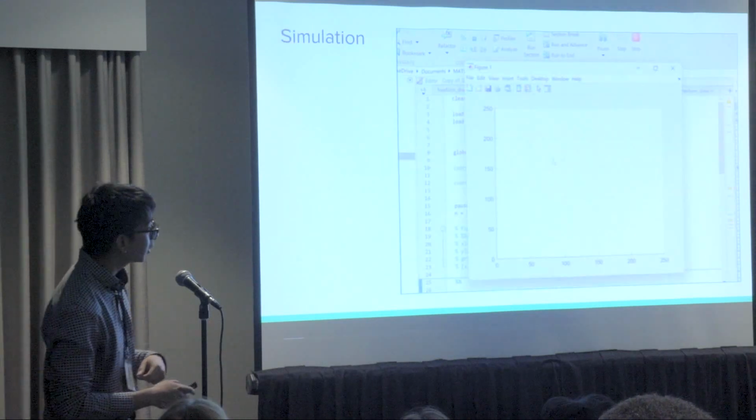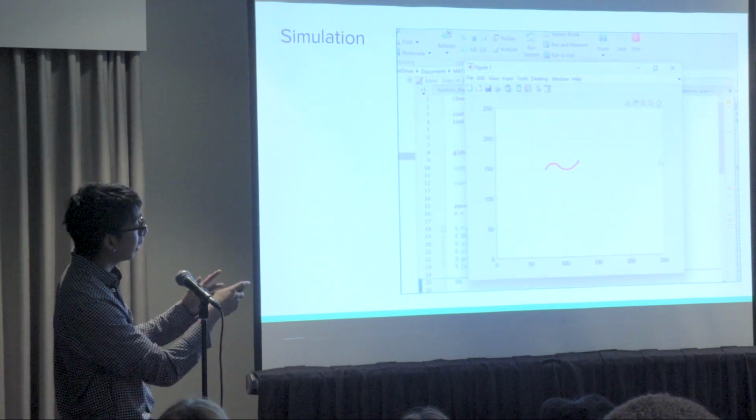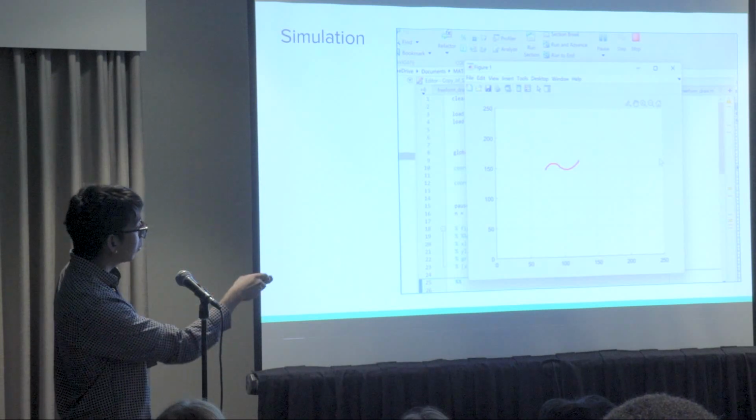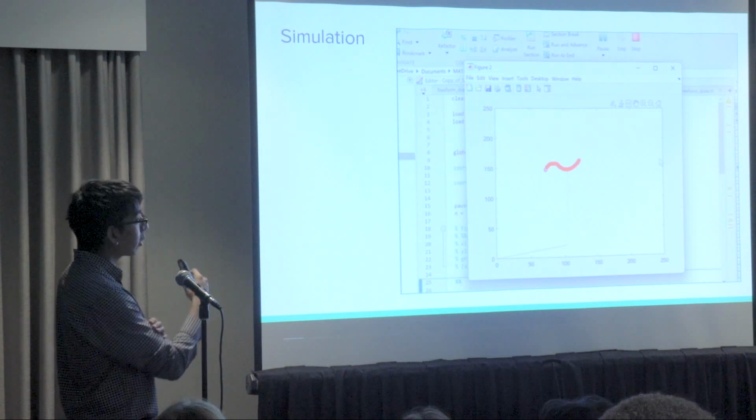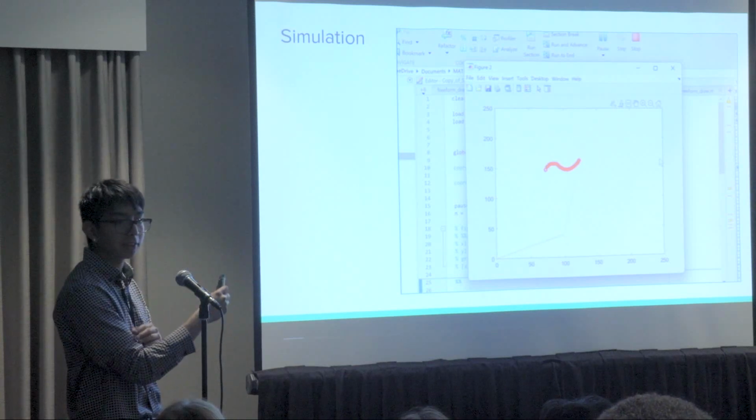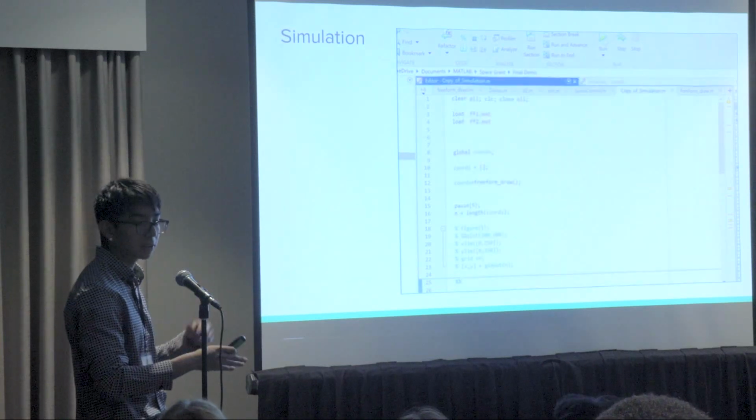And here's a quick simulation showing that if you draw a random curve, the arm will try to replicate it. It's kind of hard to see, it's a faint line, but that's a simulation of a robotic arm following the desired path without any mathematics, just neural networks.